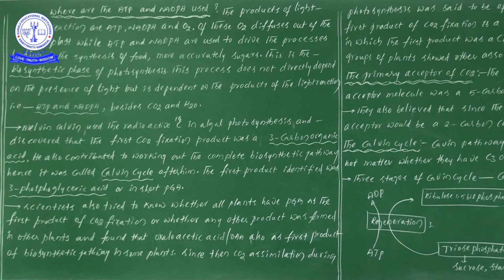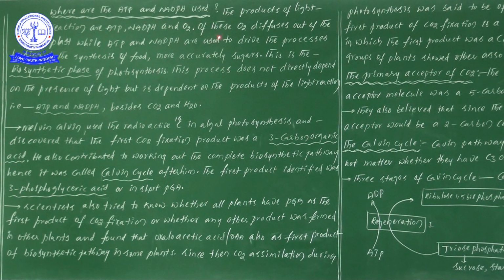First of all, do you remember one point here? From where are ATP and NADPH produced? In the light reaction, isn't it? In the light reaction, we have seen the formation of ATP as well as NADPH. That's why we call these two the products of light reaction, or we have given them a separate name, assimilatory power. Now what is happening? The products of light reaction are ATP, NADPH and oxygen also.